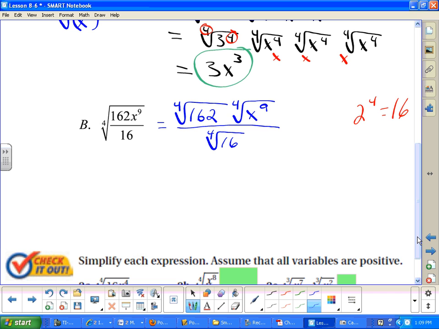We have 1. What's 2 to the 4th power? 16. It's right there. What's 3 to the 4th power? 81. What's 4 to the 4th power? 256. Well, it can't be 256 because that's bigger than 162, right? Does 81 go into 162? It does. So I can write the 4th root of 162 as the 4th root of 81 times 2.